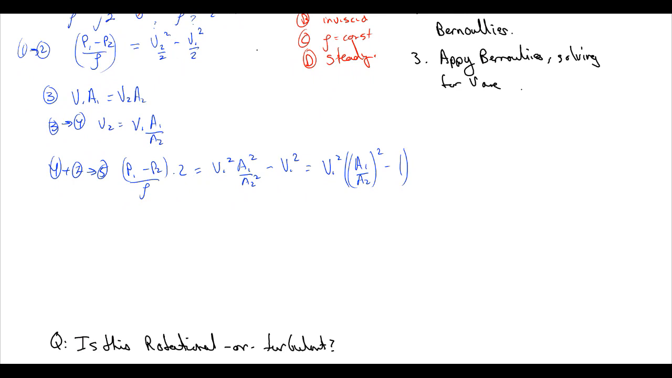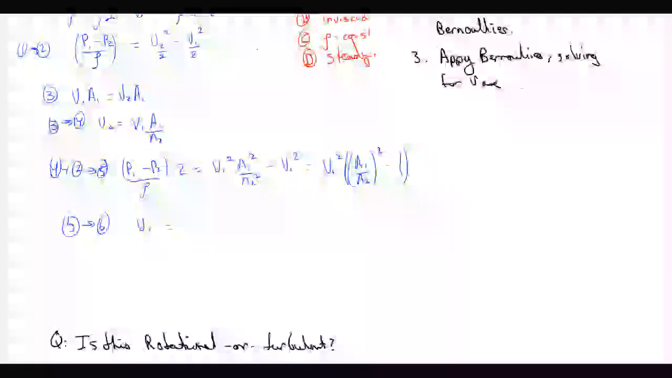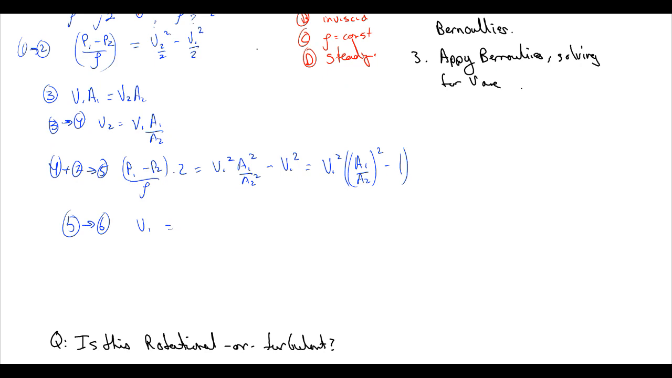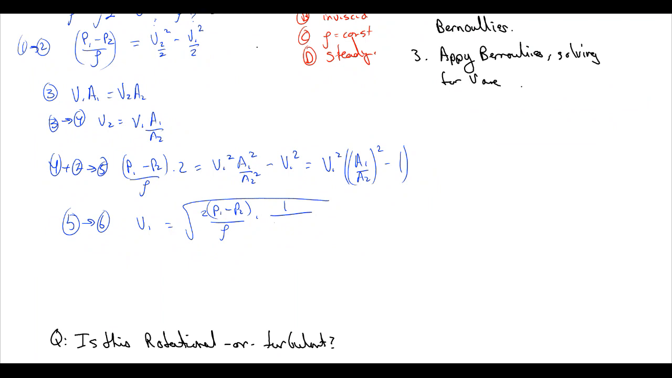And so we're going to go from equation 5 to equation 6, and we're going to say that V1, we're going to do some algebra here, V1 is equal to the square root of 2 times (P1 minus P2) over rho times the inverse of this here, which is 1 over (A1 over A2) squared minus 1.